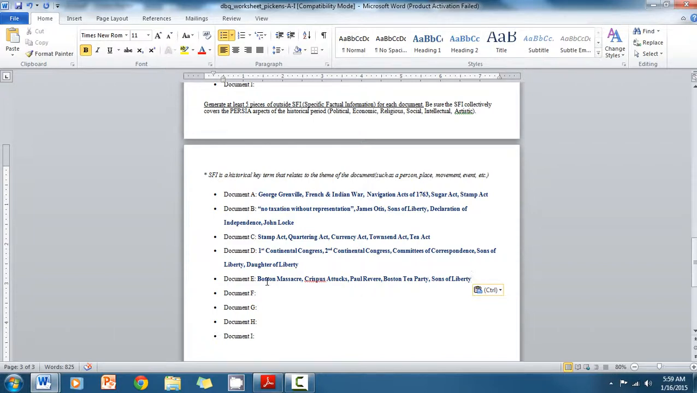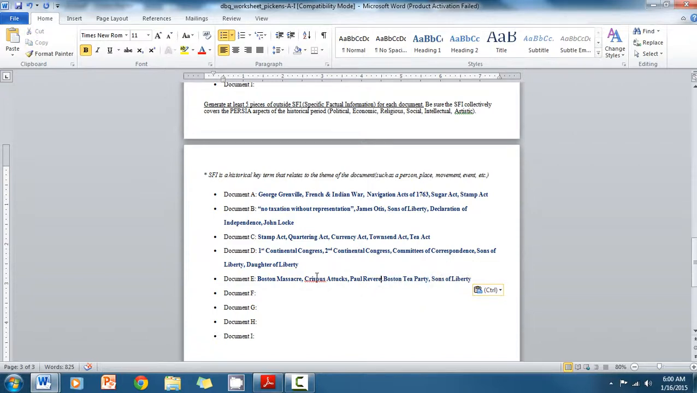And so here, document E, the rendition of the Boston Massacre. I first wrote down the Boston Massacre. Later I thought of Crispus Attucks. He was the first to die in the Boston Massacre. I tied Paul Revere to it. He was the author, the person who, for the most part, published the document. And then after Paul Revere, I kind of ran into a dead end.